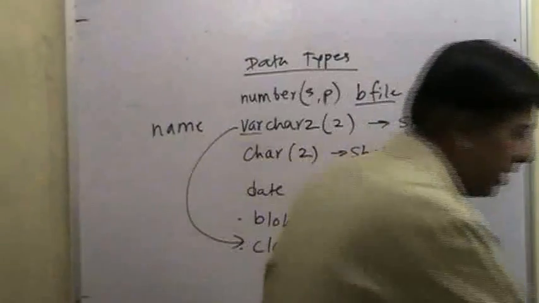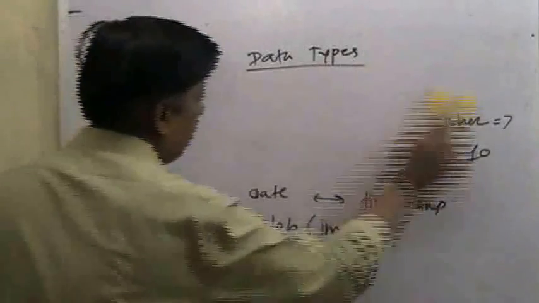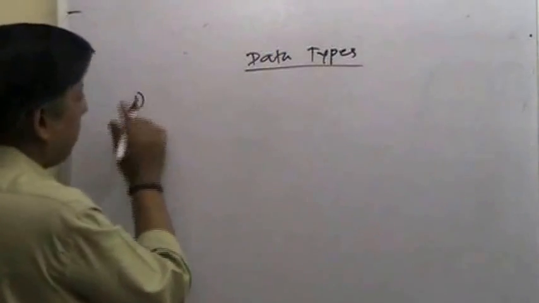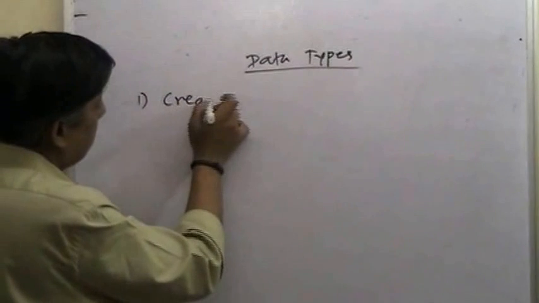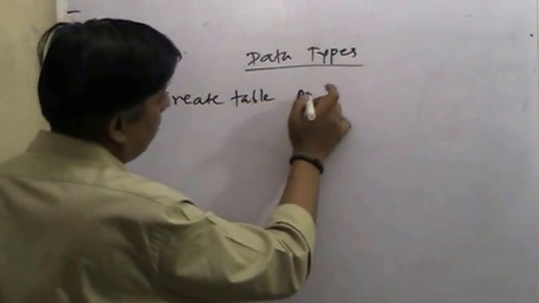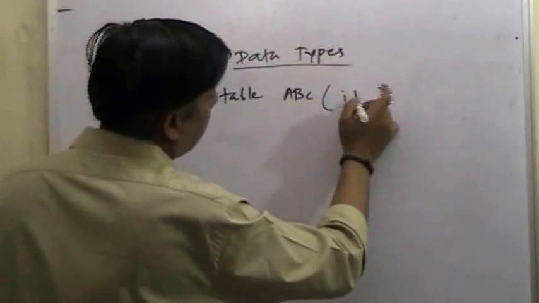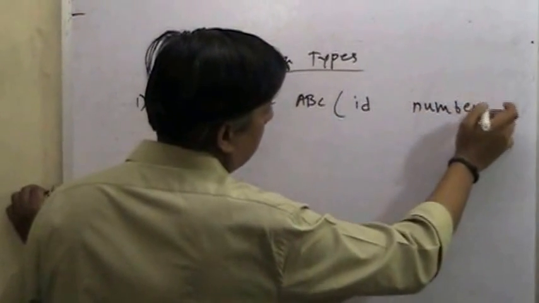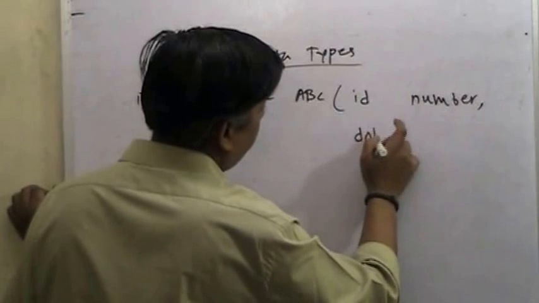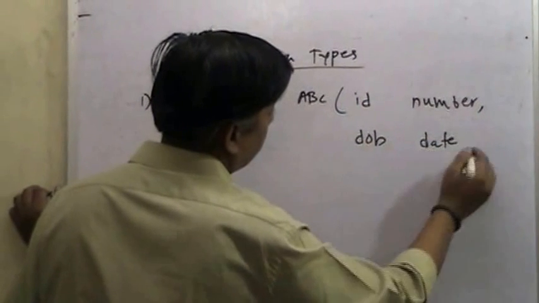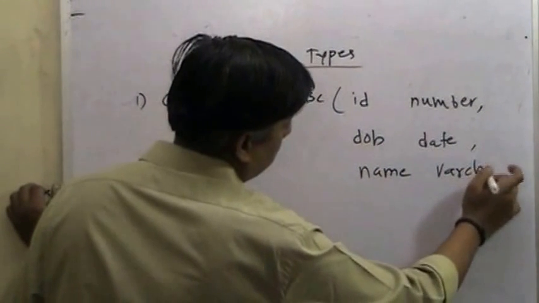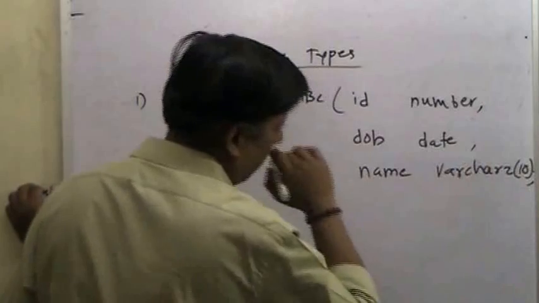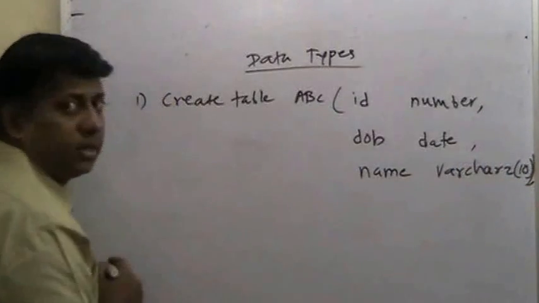Now on the date side, I want to ask one question to everybody. Let us say I have a sequence of statements here. Create table ABC, and inside that ID is number, date of birth is date, and name is varchar2(10); So I have created a table like this.